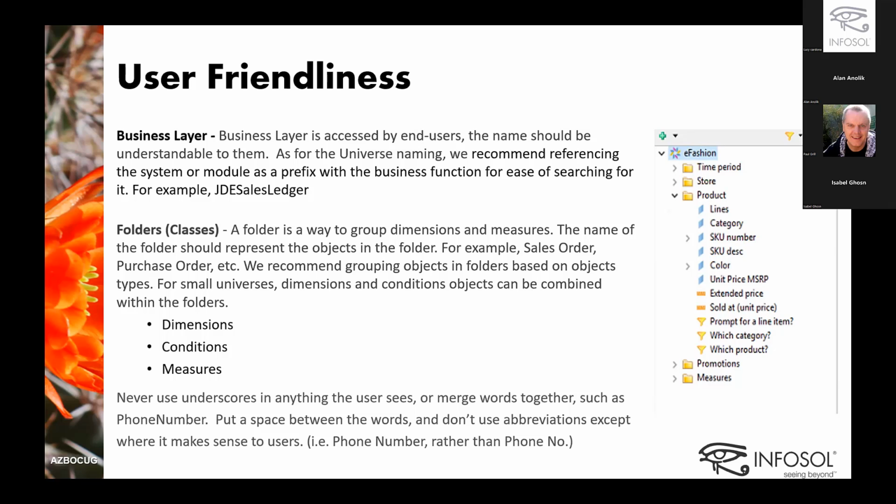And I'll just put a note at the bottom saying, I don't like to use underscores in anything the user sees or merge words together, such as phone number. So in the example of phone number, I would write the whole thing out, but space it: phone space number. And then don't use any abbreviations like phone and then the NO.